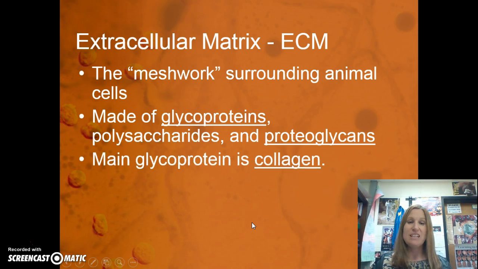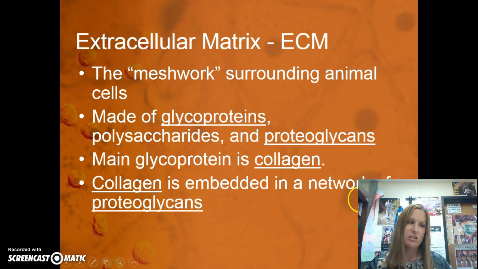Main glycoprotein is collagen. You might have heard of collagen before. Especially ladies, you might have heard, or guys, you might have heard your mom looking for a product that boosts collagen production in our skin. In fact, 40% of protein in the human body is collagen. Now, collagen is embedded in a network of proteoglycans.